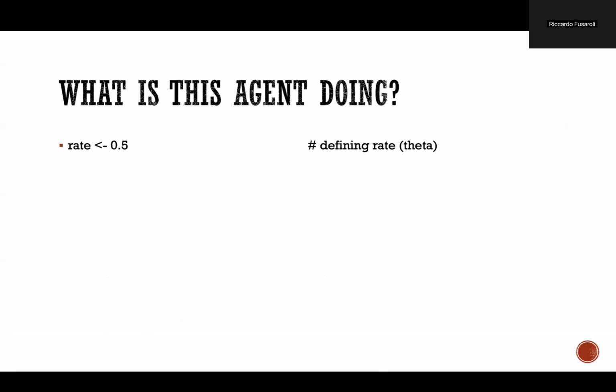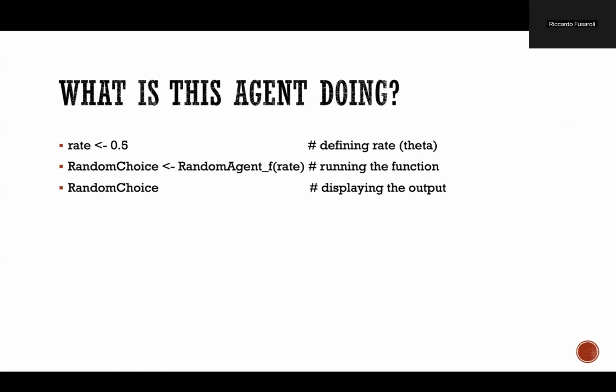Let's try to figure it out. In this case, it's easy to think it through, but it's not easy when we get to more complex models. We give it a rate, 0.5. We run the function. So we say the random agent function should receive the rate and produce the output random choice. And then we can say random choice, and that displays the choice.